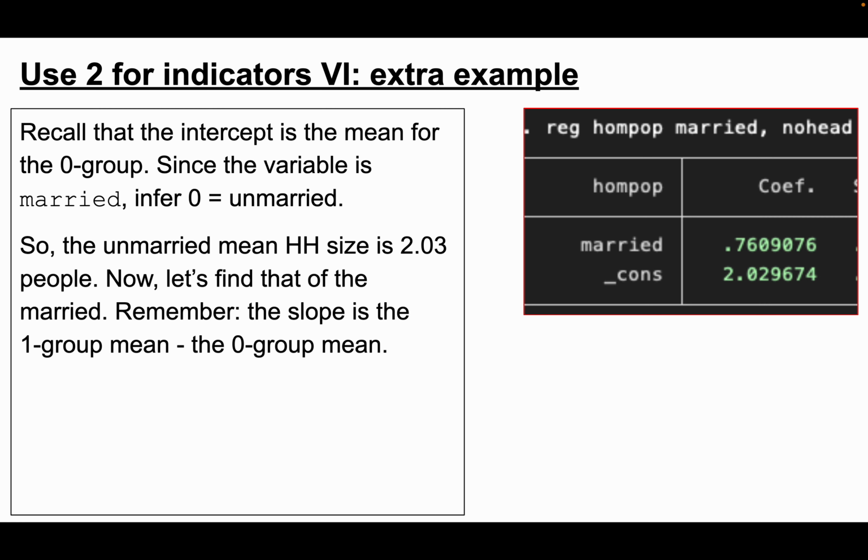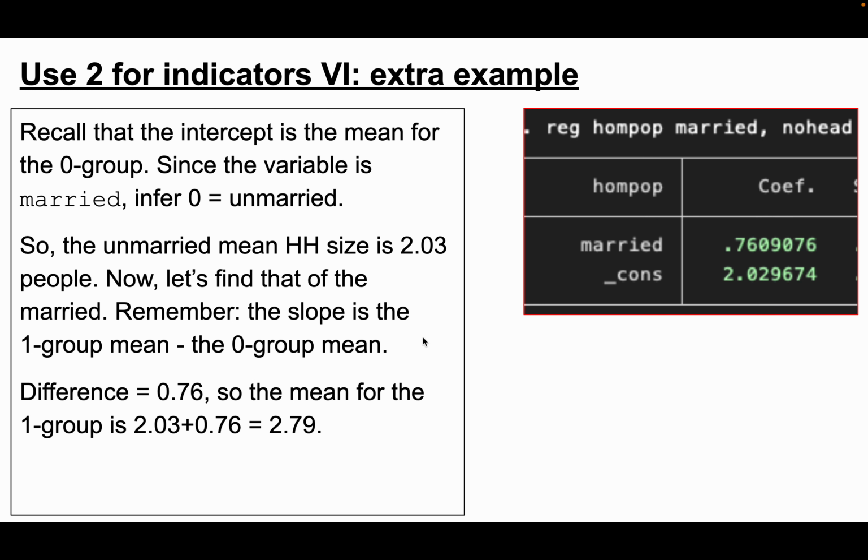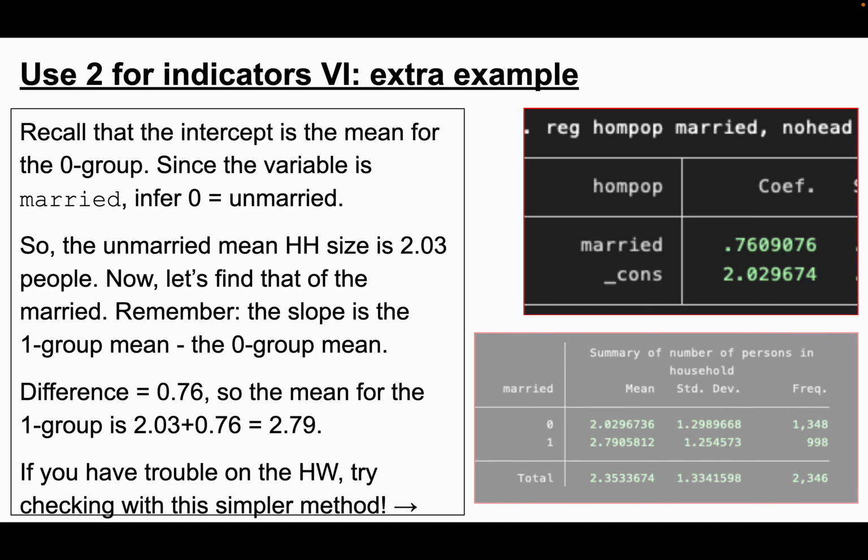But then, if we think about the fact that the slope is the difference between the 1 group and the 0 group, that means we have an associated increase in the mean number of people in the household of 0.76, almost a full person, when you go to being married. So the mean of married people is about 2.78, somewhere in there, right? In fact, it's going to round to 2.79. So that's how we can use this information to say, yes, it appears that there is a difference between these two groups.